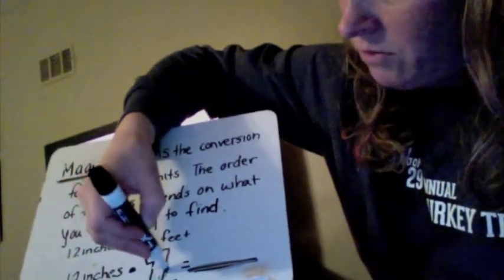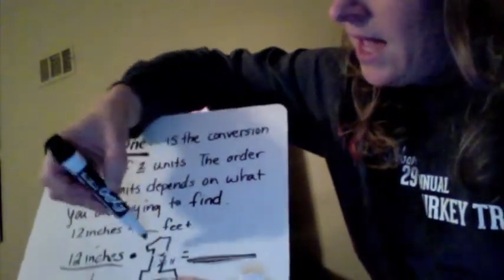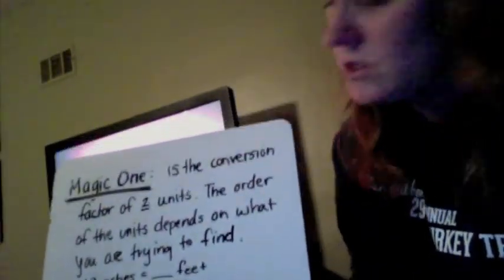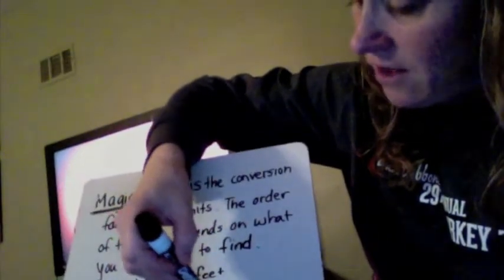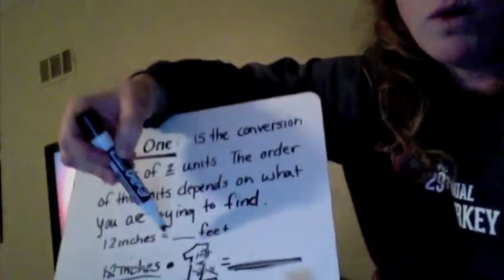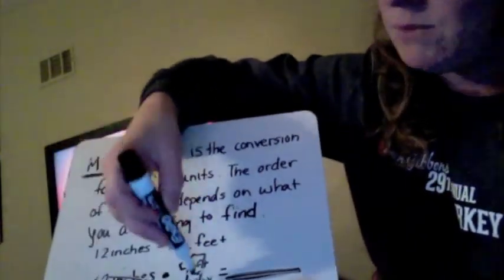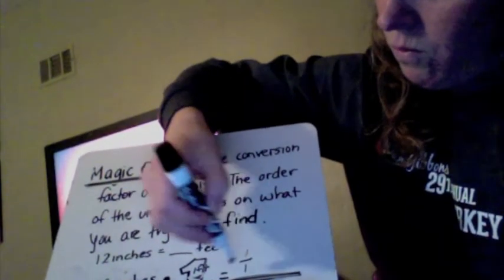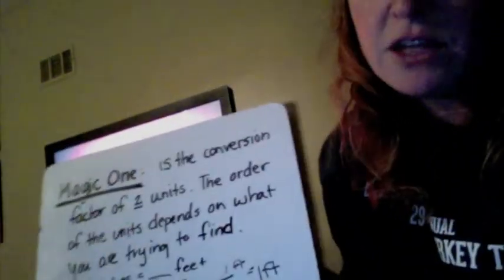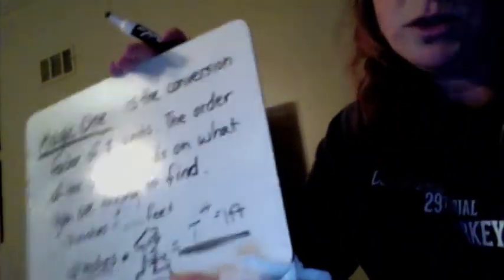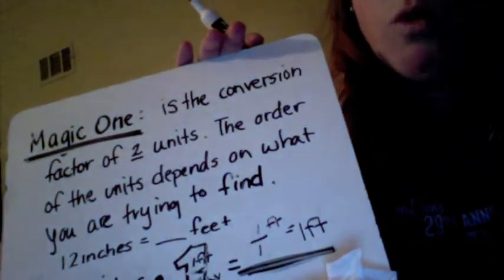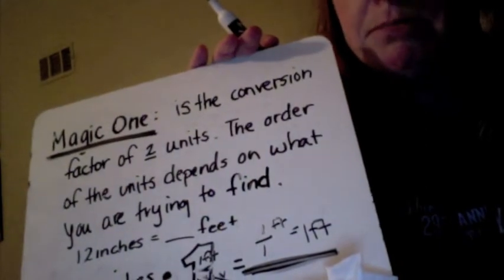So I'm going to write my 12 inches, and I know that 1 foot is then in the numerator. So inches and inches cancel out. 12 and 12 cancel out. So I'm left with 1 times 1 is 1, and 1 times 1 is 1. 1 over 1, and I'm left with the feet up here, is 1 foot. So the answer to my problem is 12 inches equals 1 foot. All right? And I did that using the Magic 1. We're going to try another problem.